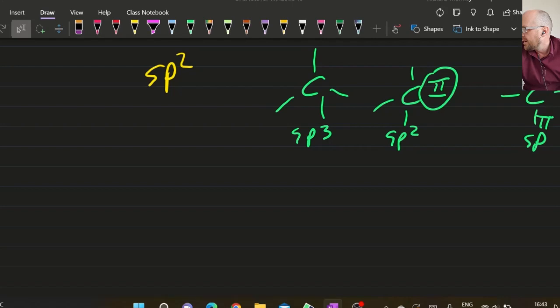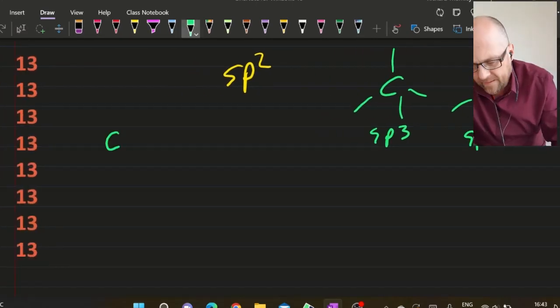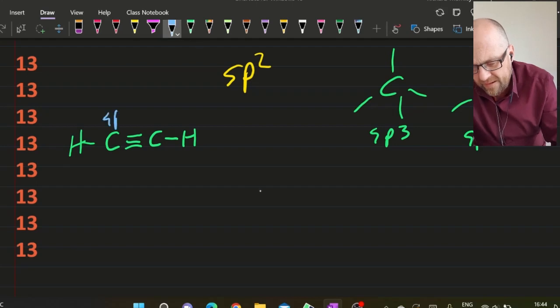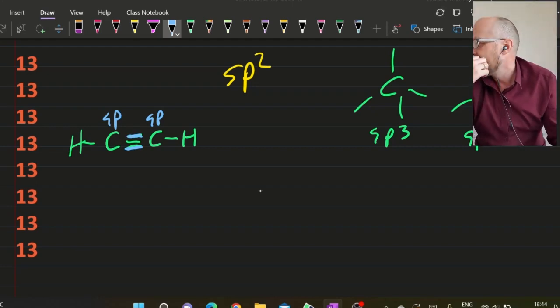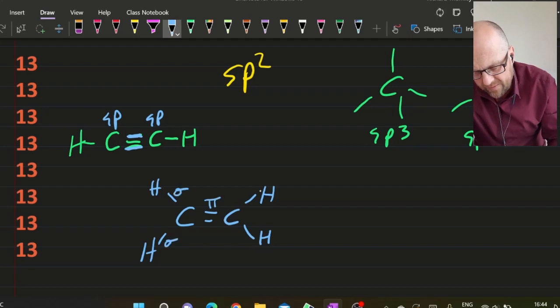Alrighty, so let's look at A. C2H2. No, that is sp and sp because each one has 2 pi bonds. So it's not A. What about B? C2H4. Well, that looks good. Each carbon has 1 pi and 3 sigmas.